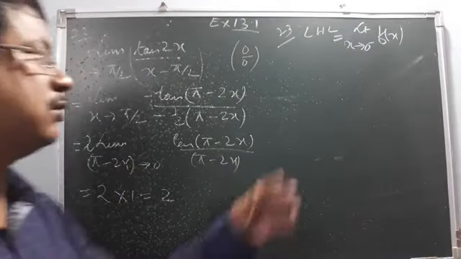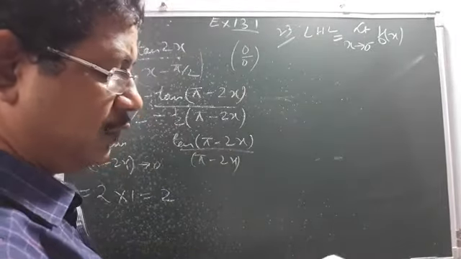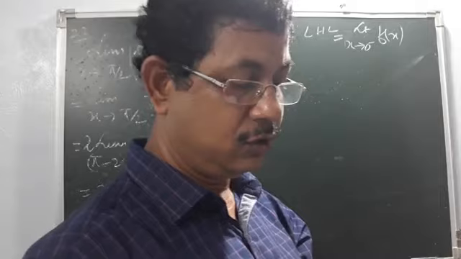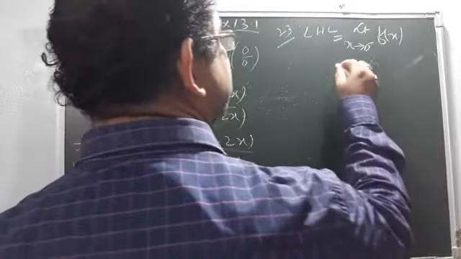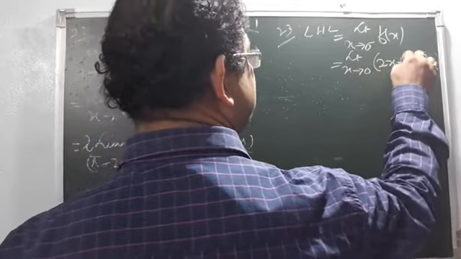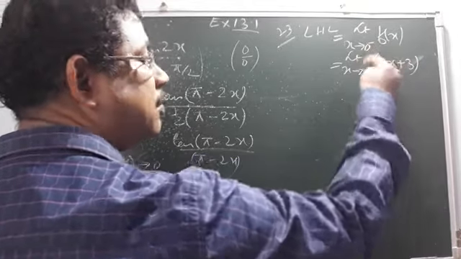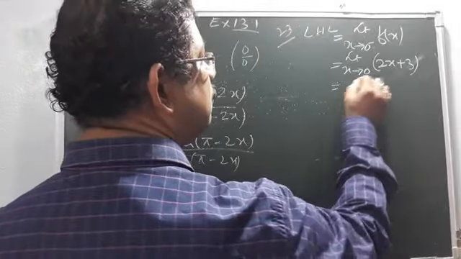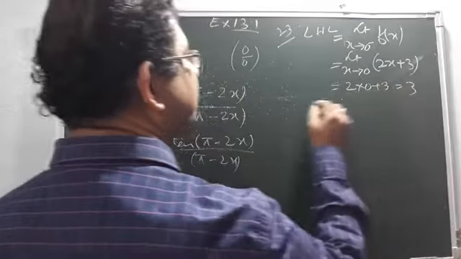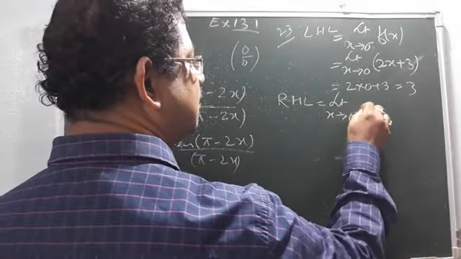I am going to calculate LHL first, and there are two values of f x. So 0 minus here means x is little less than 0, so of course f x you have to replace by twice x plus 3. So limit x tends to 0 of twice x plus 3. Now if you take this limit, then it will be 2 into 0 plus 3, that is 3.